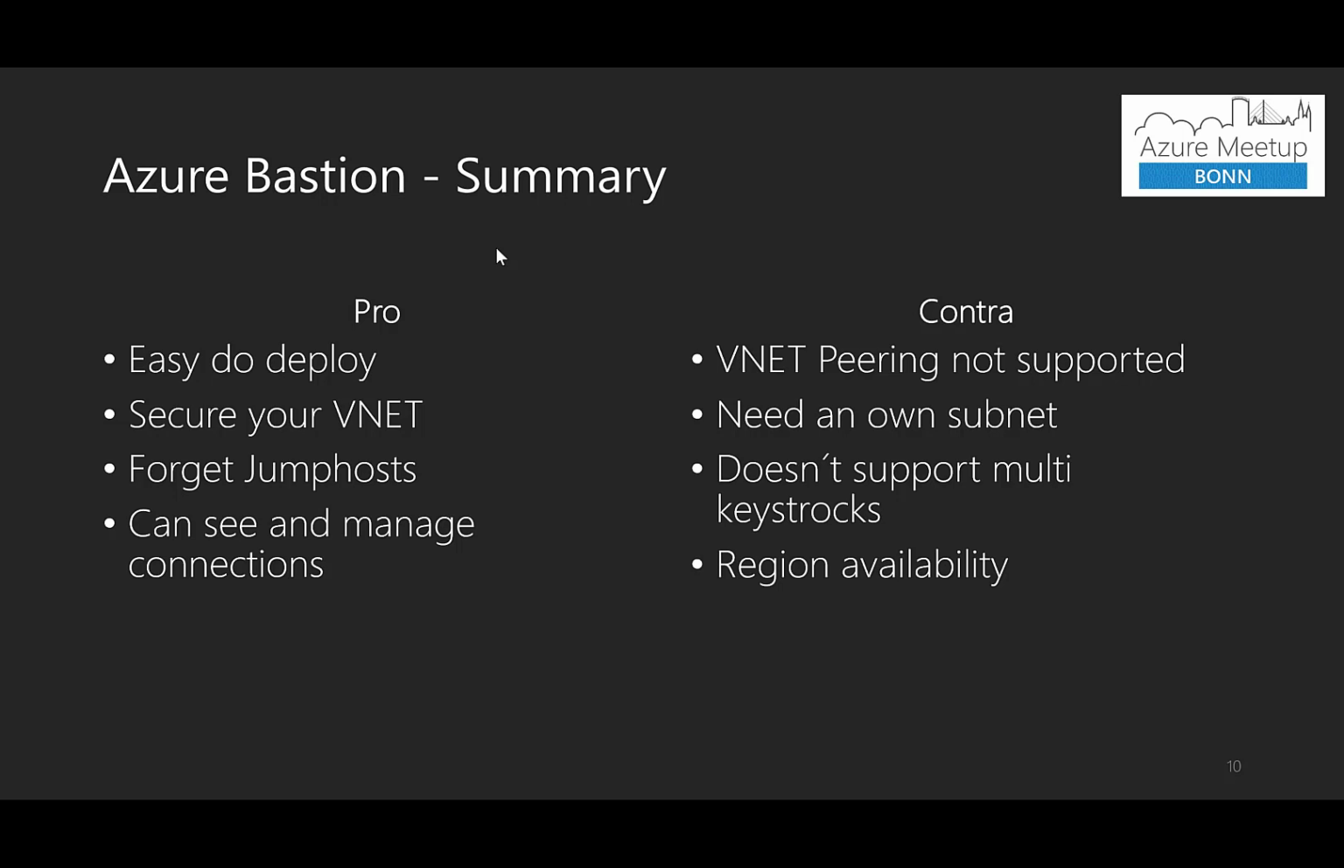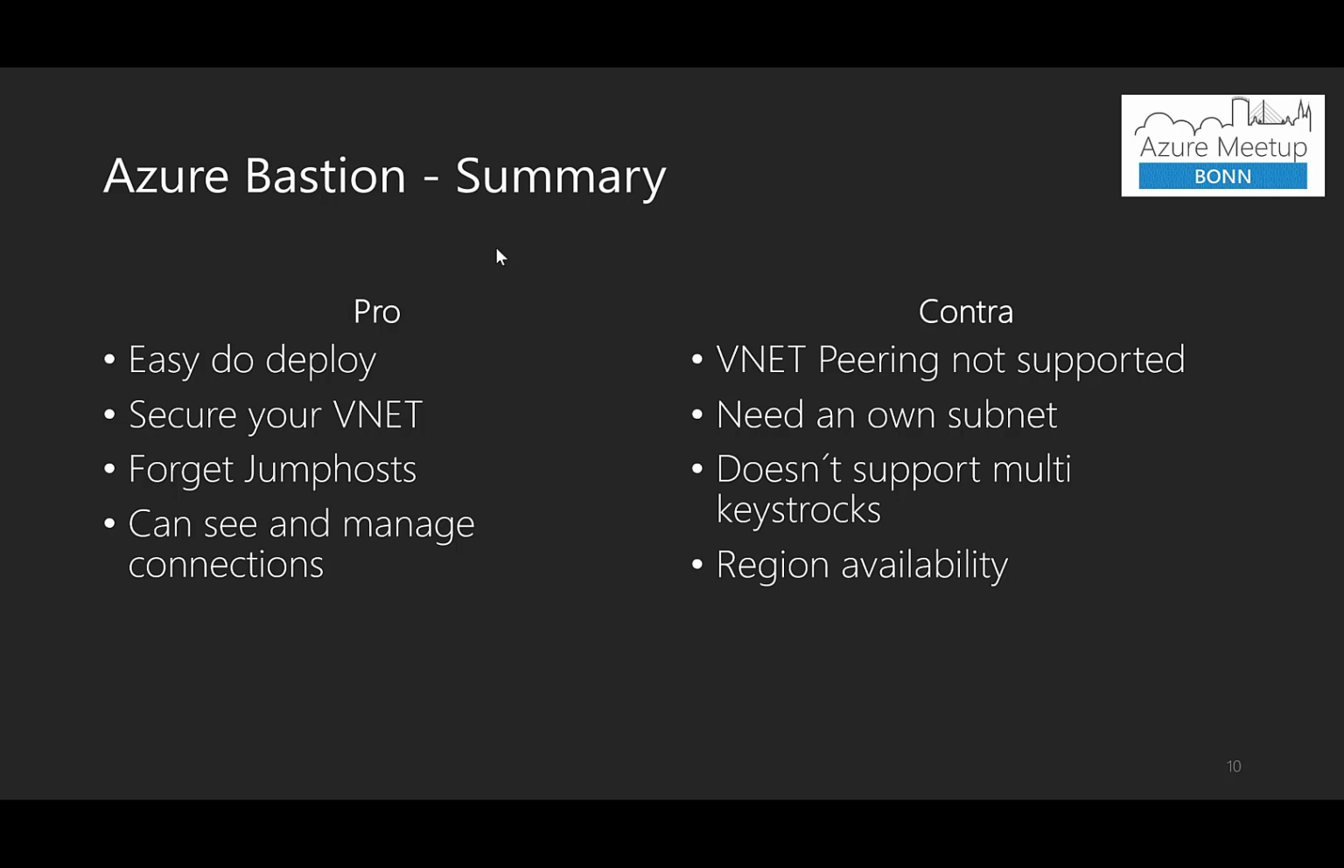Here's a short summary. It's easy to deploy, it secures your VNet, or probably more, it secures your VNets and your servers from being reachable from the outside world. Forget the jump host, and you can also see and manage the connections that are available via the Bastion service. The contra, and here's a big pain point from my perspective, is that right now Azure Bastion doesn't support VNet peering. So for each VNet you have to deploy your own Azure Bastion service. You can't deploy one Azure Bastion service right now and use it as a jump host to another VNet.